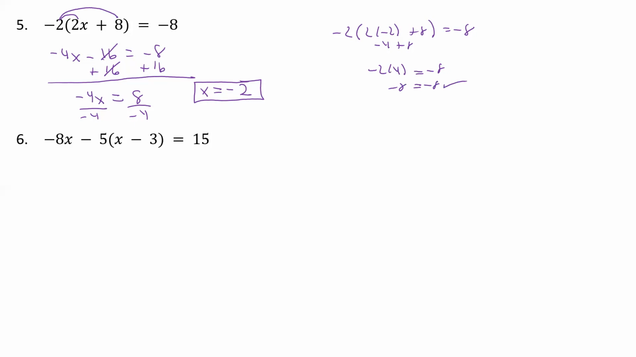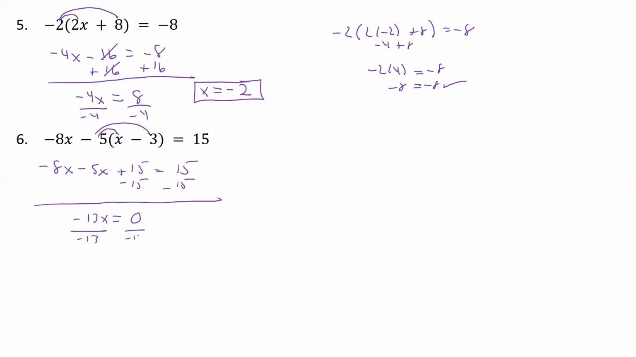Okay, the next one. Again, we have to get rid of those parentheses first. So we distribute negative 8x, and then we have minus 5x plus 15 equals 15. Well, here we have x's all together, so let's get rid of that 15. So we're going to subtract 15 from both sides. So minus 8, minus 5, minus 13x. 15 minus 15 is 0. Now we divide by negative 13.